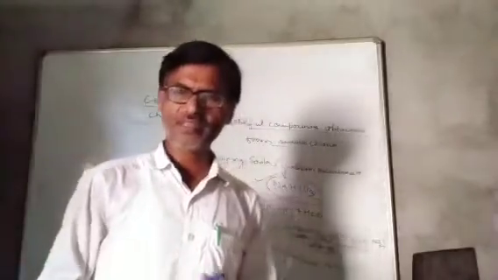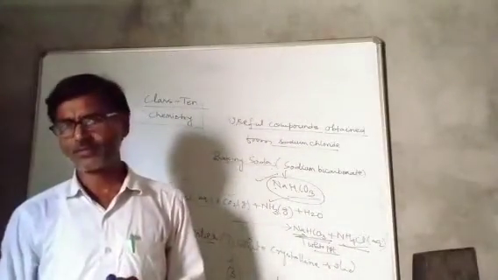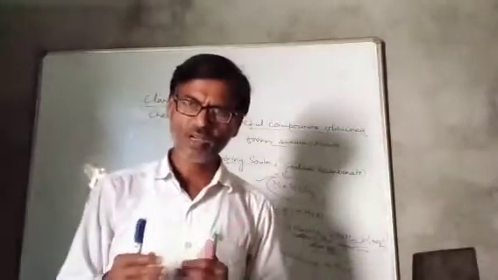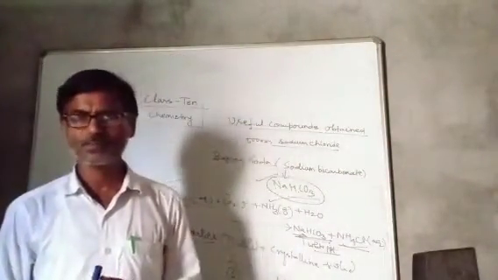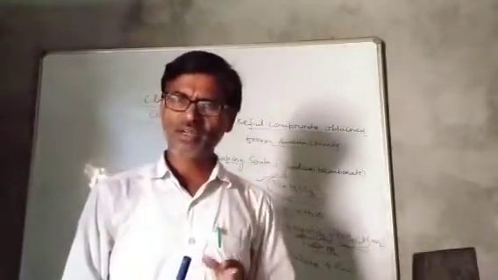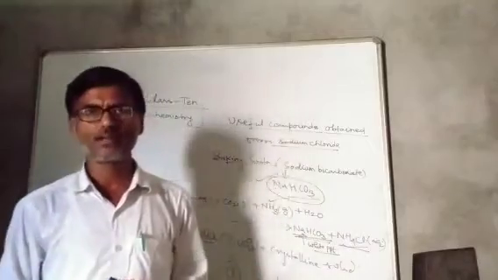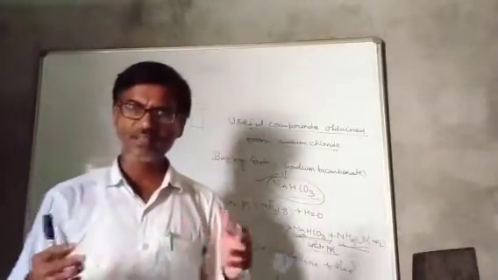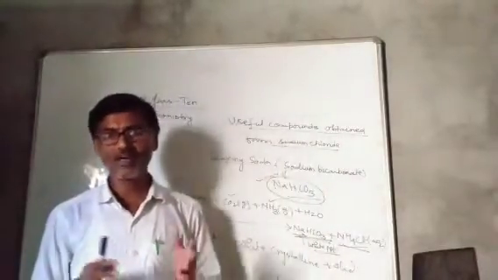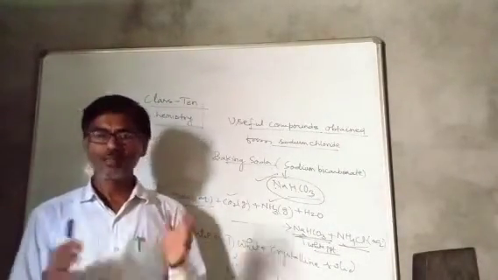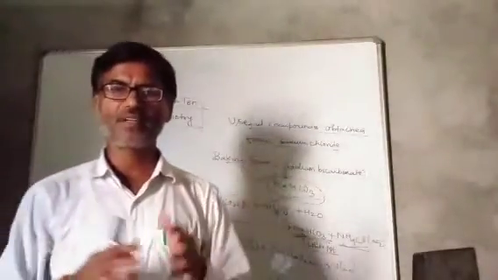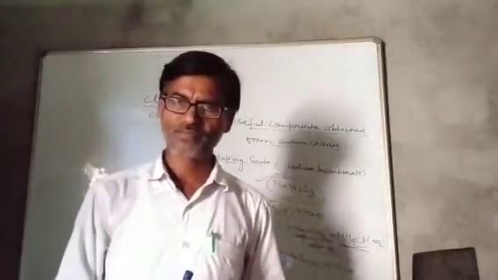Next, usage. It is the main component of baking powder. Baking powder is a mixture of baking soda and tartaric acid. Baking powder is used to make bread soft, porous and fluffy. Thus, baking soda is used in the bakery industry in the preparation of bread, in making bread soft, porous and fluffy.